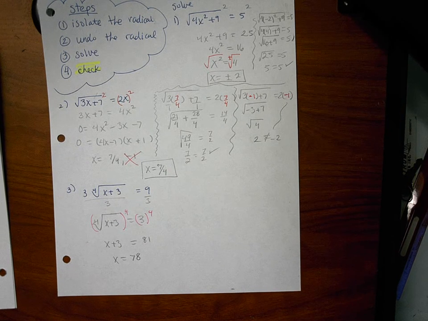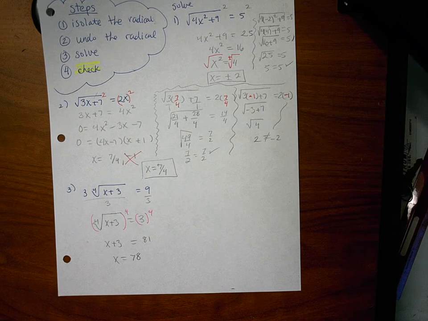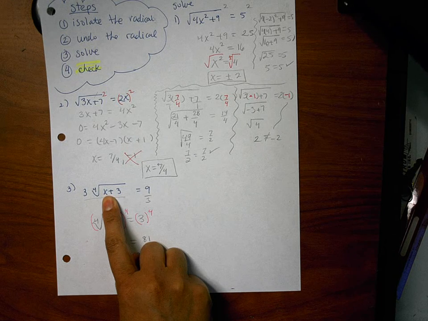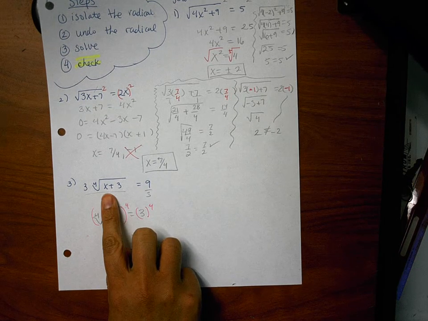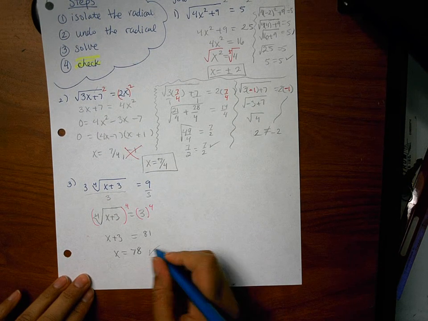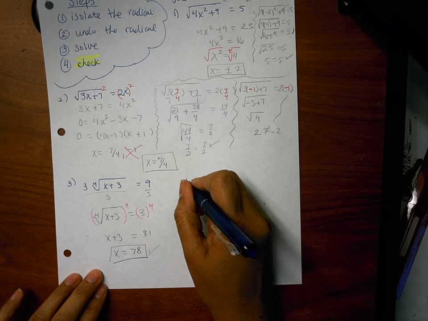This is one we can quickly check without having to do this extra work. 78 plus 3 is 81. The 4th root of 81, not the square root, the 4th root of 81 is 3, and 3 times 3 is 9. It works. We're good. This is your answer. If you don't like checking in your head, write it on paper and check if it works. Okay, number 4.